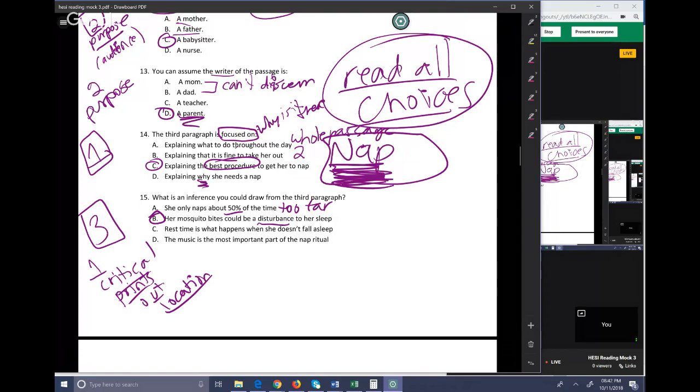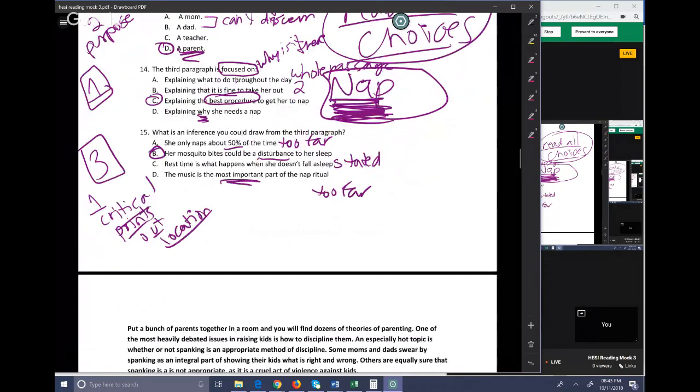For C, I wrote down stated. So rest time is what happens when she doesn't fall asleep. They said that. They said they call it that. The music is the most important part of the nap ritual. We don't know that it's most important. They didn't overemphasize one thing or another. So I said that D was too far.